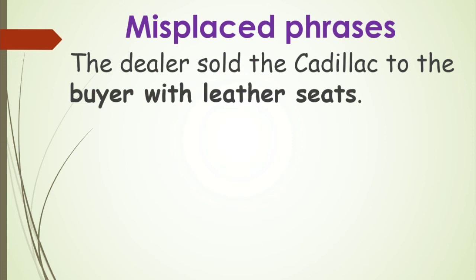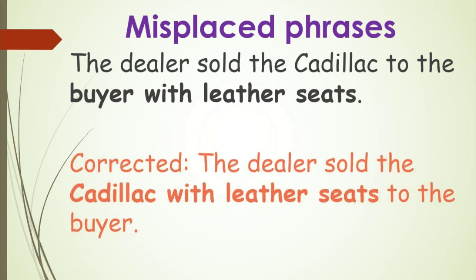The dealer sold the Cadillac to the buyer with leather seats. So let's take a look at the prepositional phrase with leather seats. Is it modifying the noun buyer? To clarify the meaning of this sentence, let us put the prepositional phrase next to the noun it's supposed to modify. So it will become, the dealer sold the Cadillac with leather seats to the buyer. So, it is the Cadillac with leather seats and not the buyer.